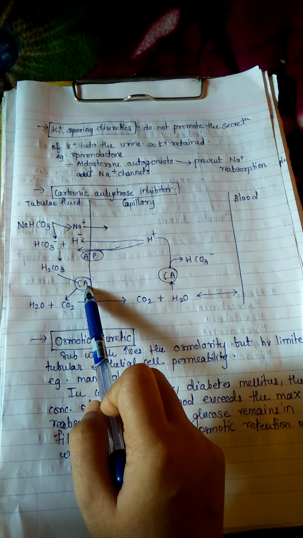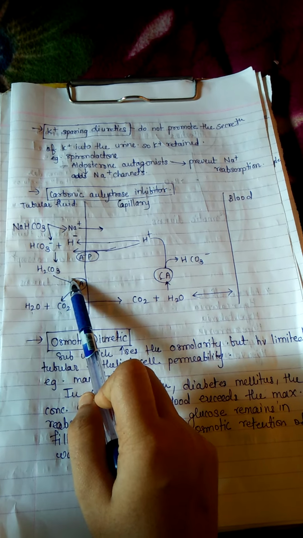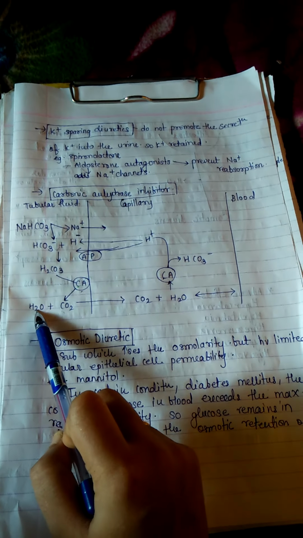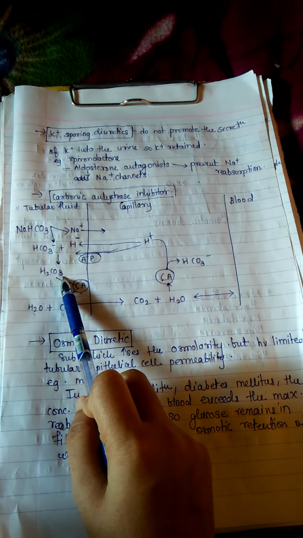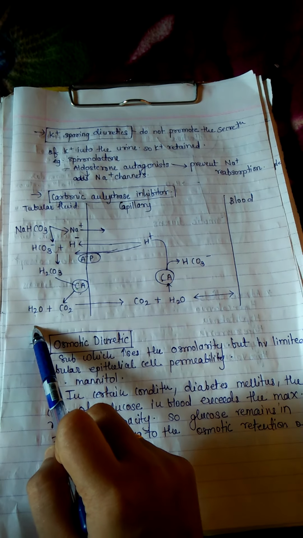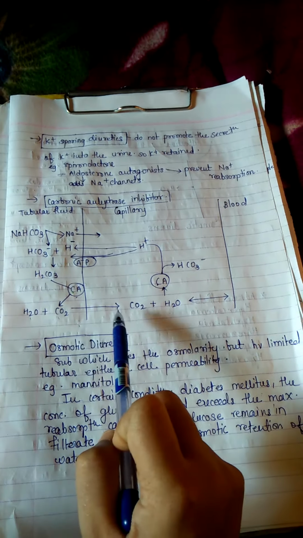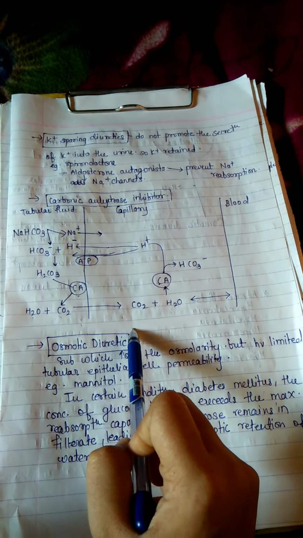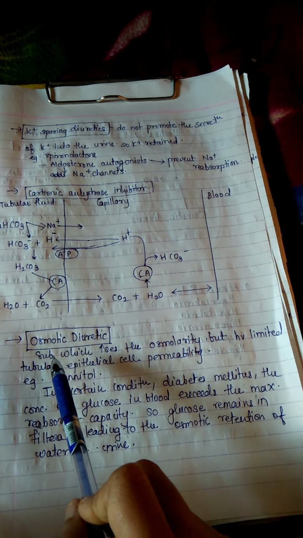See, if carbonic anhydrase gets inhibited, then there is no formation of water molecule and CO2 from H2CO3. So the level of water molecule decreases, blood volume decreases, blood pressure decreases. Okay, this is the mechanism of action of carbonic anhydrase inhibitor.